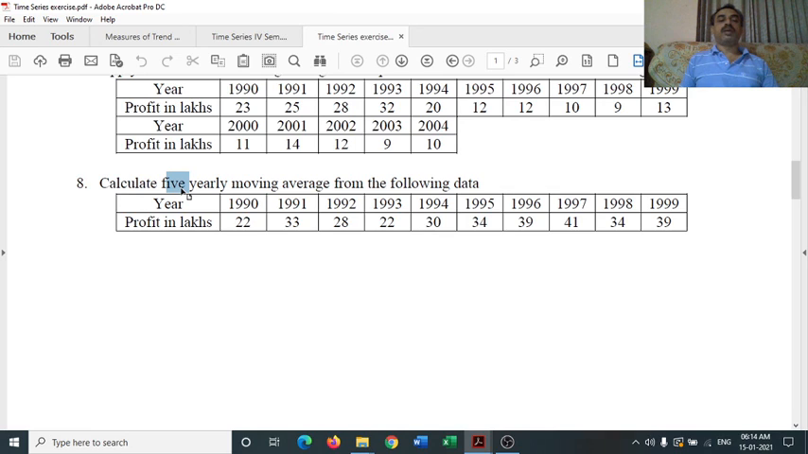So that's about the examples of finding trend values using method of moving average.